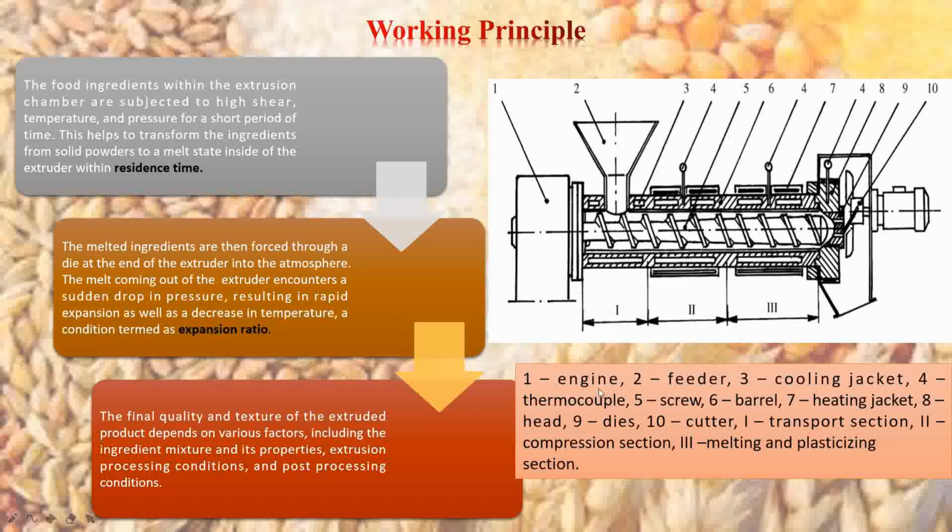constraints that we need. And the first section here is the transport section, which helps in transporting the food materials forward. The second one is the compression section, where extreme shear temperature and extreme shear pressure is developed within the extrusion chamber, which helps in cooking the set of premixed ingredients into a consumable or digestible format. And the third one is melting and plasticizing. Melting and plasticizing means melting the set of premixed ingredients totally into the form of slurry or paste, so that it can be consumed or digested easily.